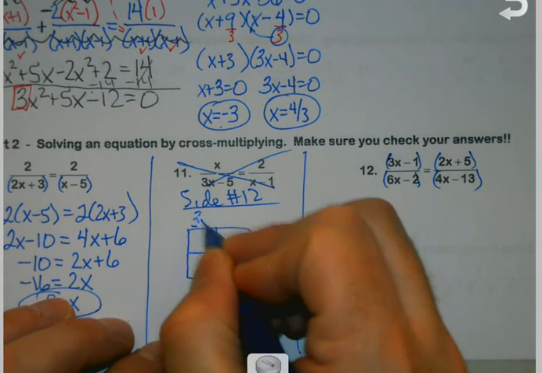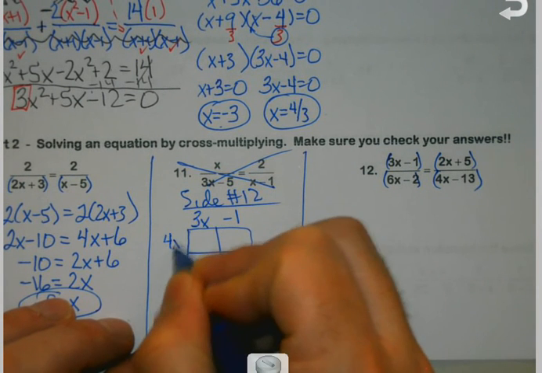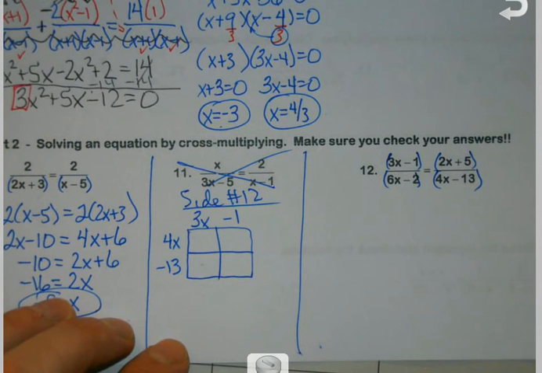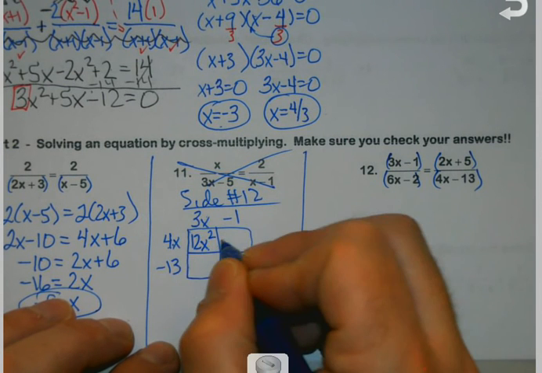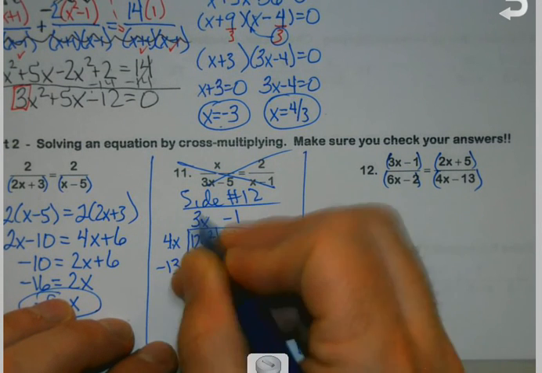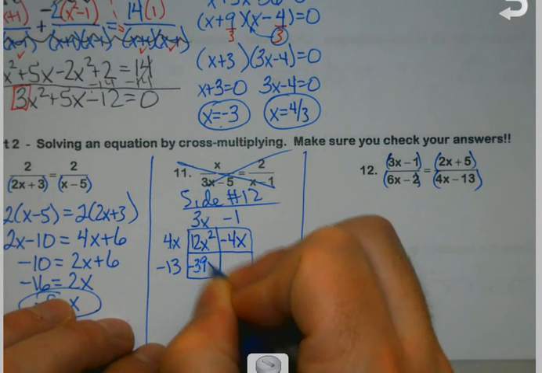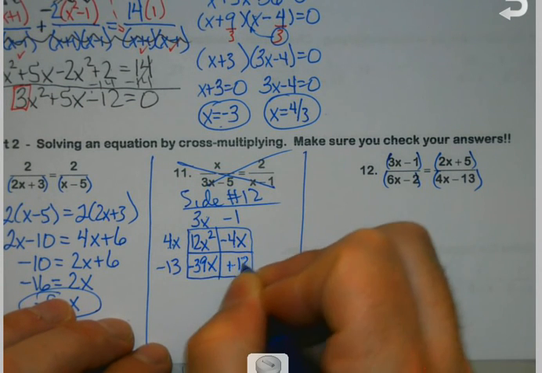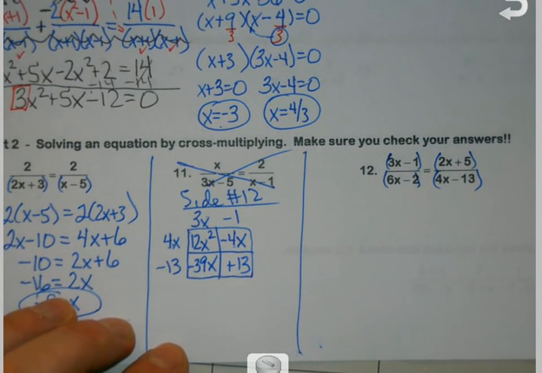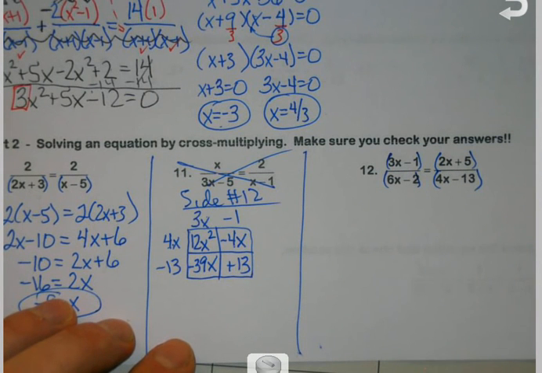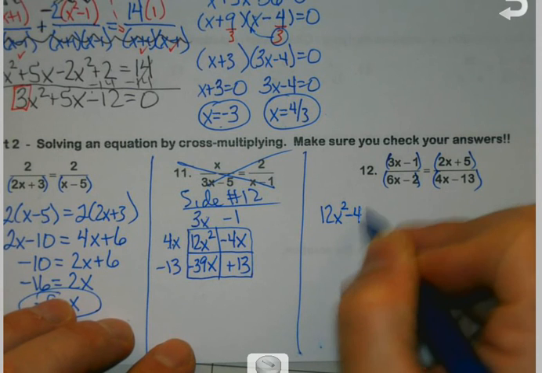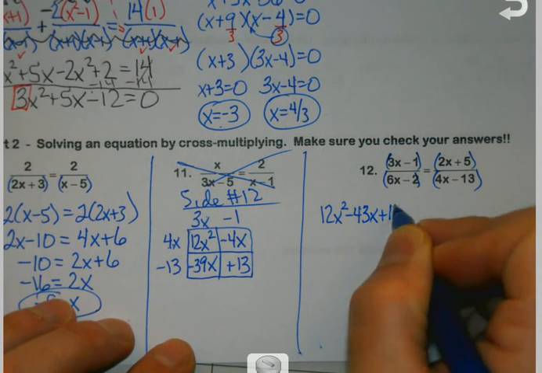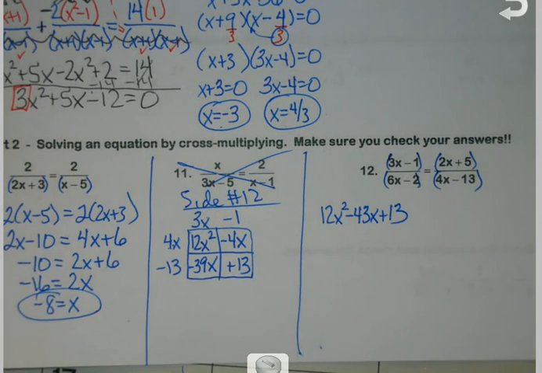So I'm going to have 3x minus 1 and 4x minus 13. And again, it's just like if you're foiling. You're just multiplying what's on the sides of each of those boxes. And then once you multiply to fill the box, now we're just combining like terms. The multiplying part's over. And you're like, oh, this is going to get, these numbers are going to be huge. This is going to be ridiculous. I quit. No, there's none of that.